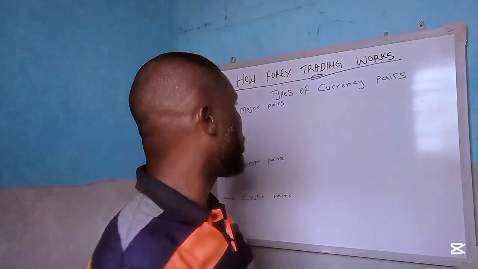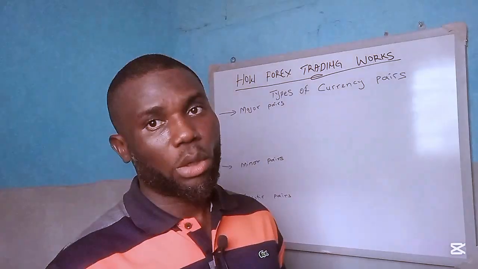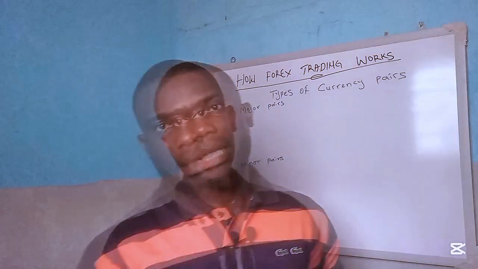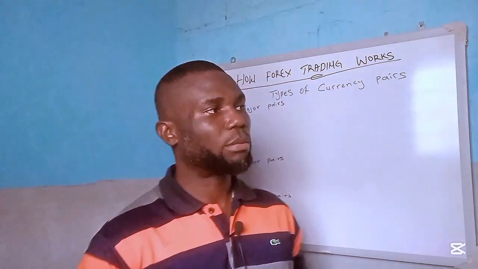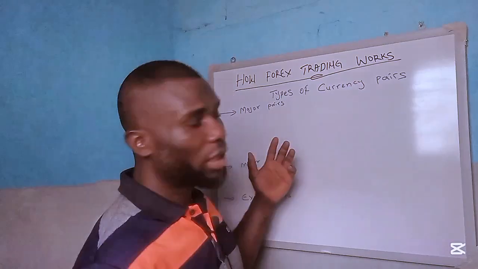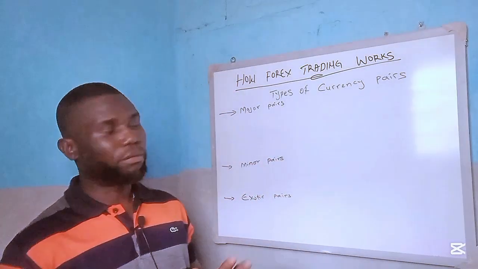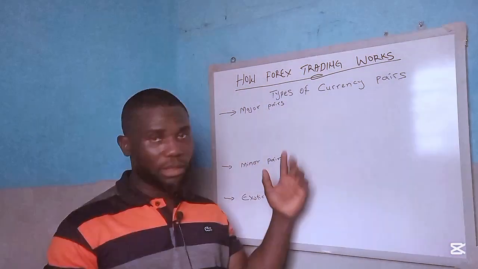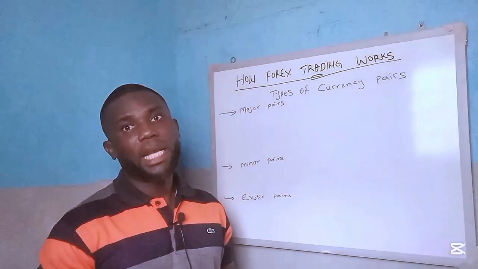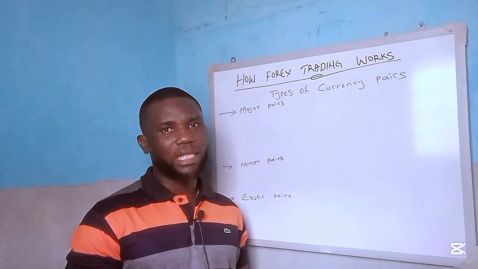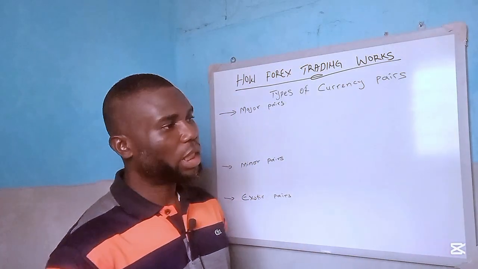So now that we have been able to establish that Forex trading is being done in pairs, the next thing to understand is the types of currency pairs that are traded in the Forex market. We have 3 types of pairs that you can trade in the Forex market. You have the major pairs, the minor pairs, and the exotic pairs.